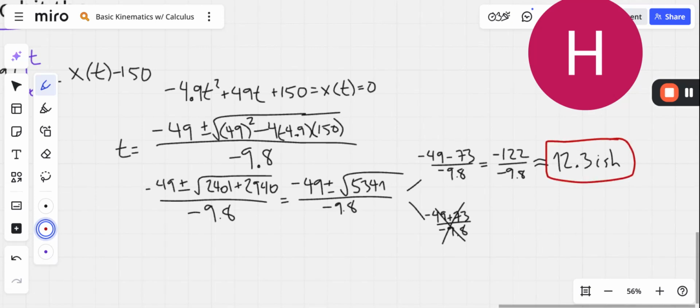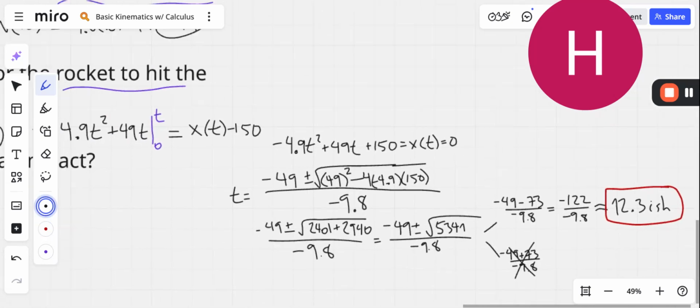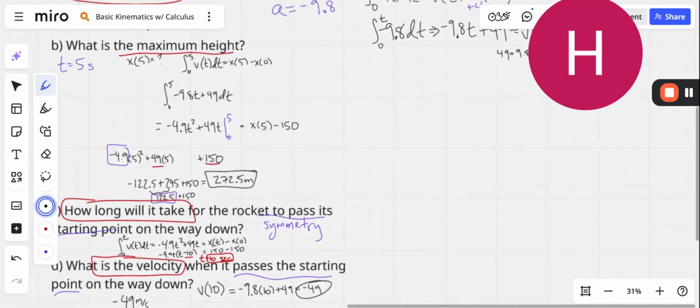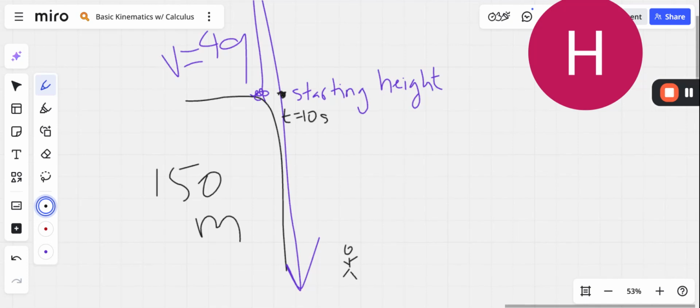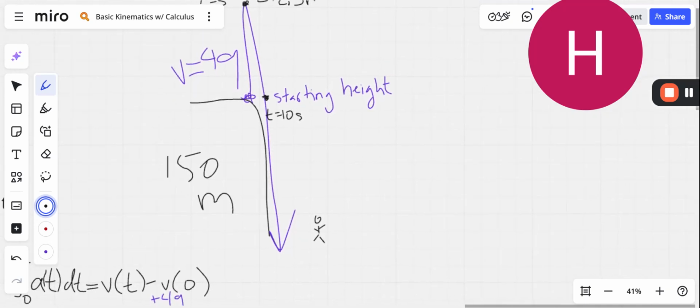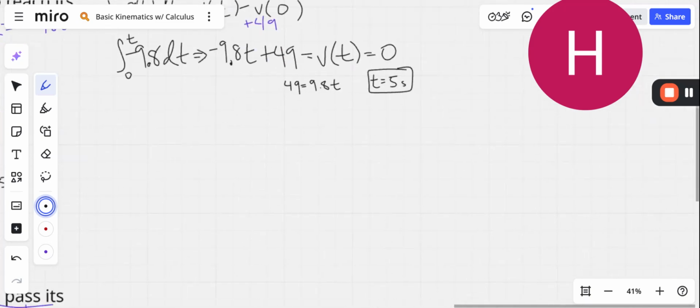And is this reasonable? Well, yeah, kind of, because it should definitely be more than 10 seconds. 10 seconds is how long it takes to get to the starting height. And remember, it's going really dang fast at that point, and gravity's helping it. So that last 150 meters, it probably clears it like really quickly, honestly.